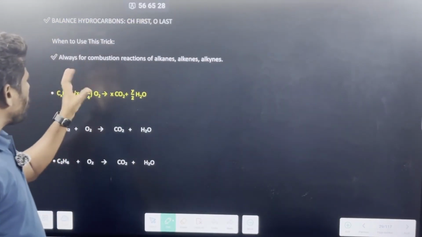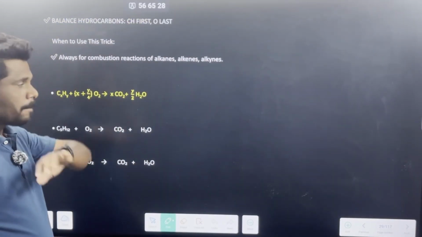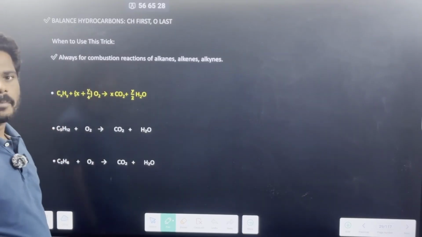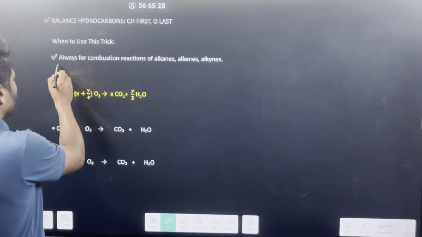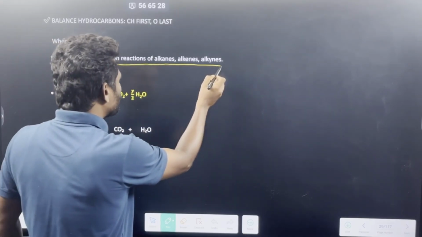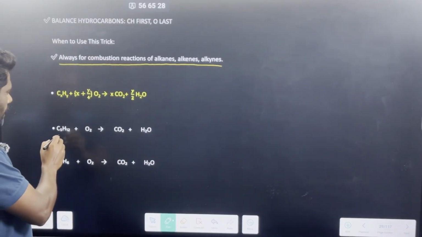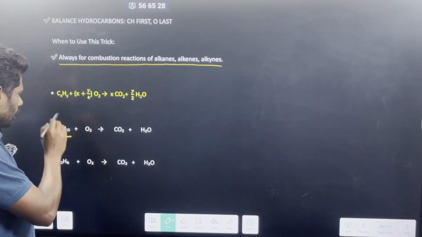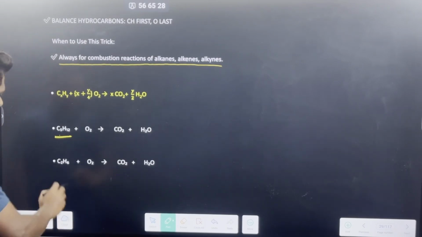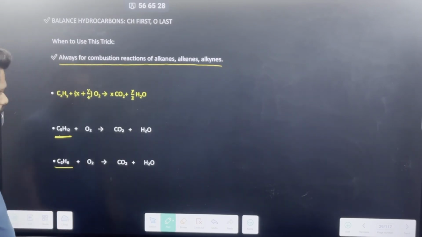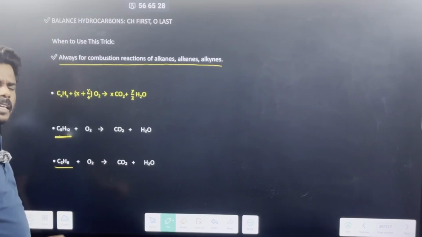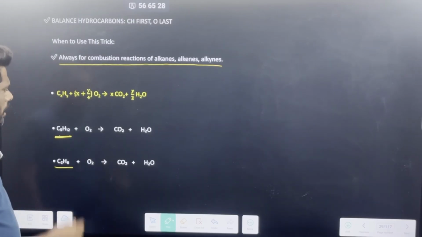Now, an important shortcut I brought here. This is the most useful trick. You might have found these kinds of equations. Look here, this is pentane. This is ethane. They are undergoing combustion, that is burning in the presence of oxygen. So how to balance this?